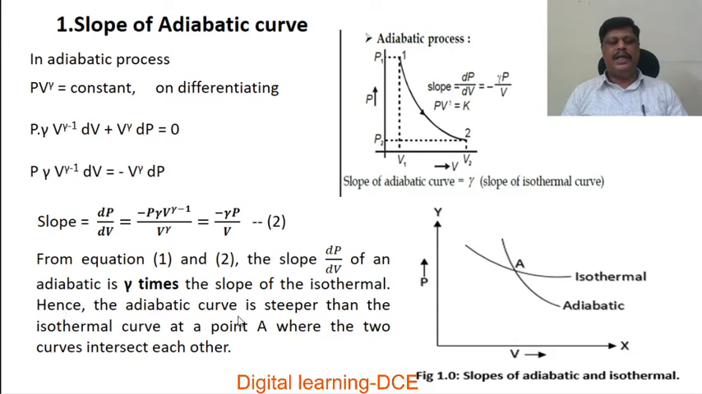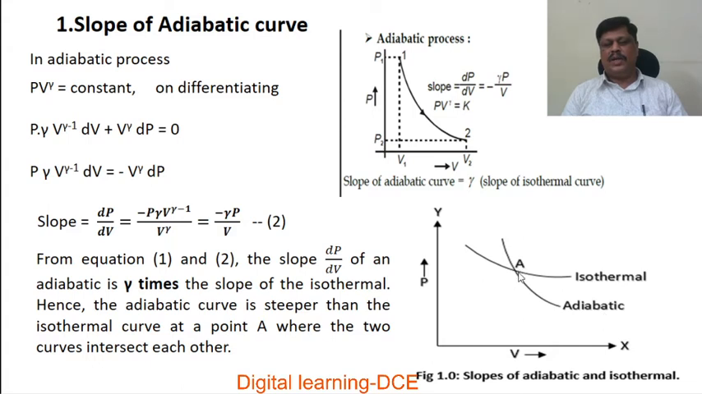Hence, the adiabatic curve is steeper than the isothermal curve at a point A where the two curves intersect each other. You can see in this diagram, this is the curve for the isothermal process and this is the curve for the adiabatic process.